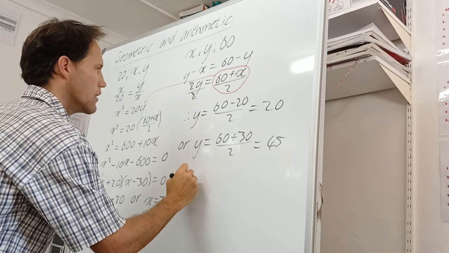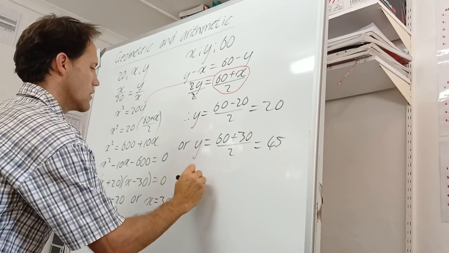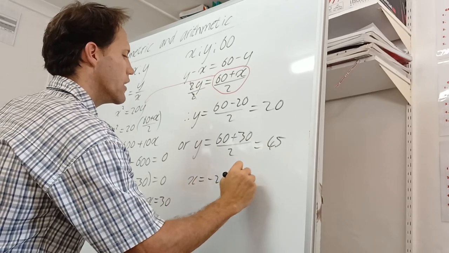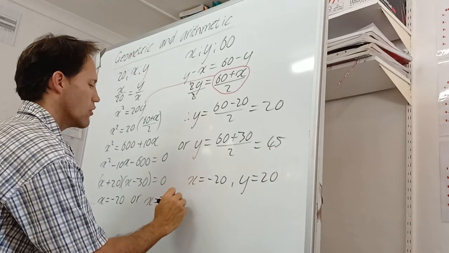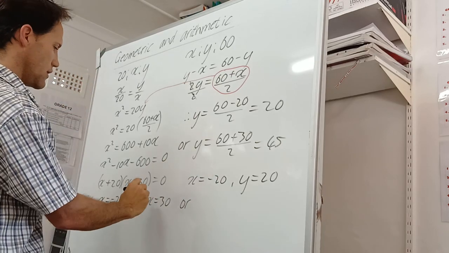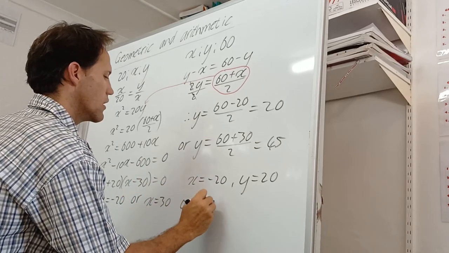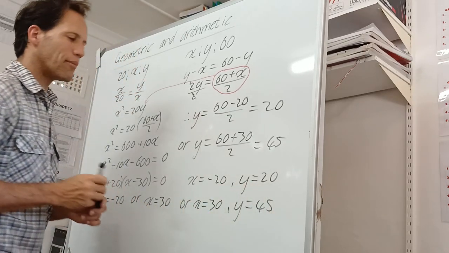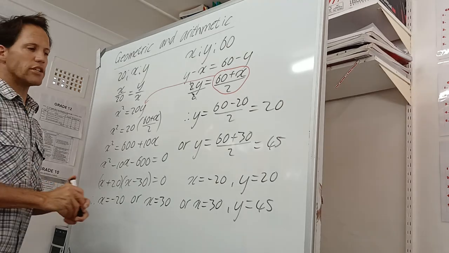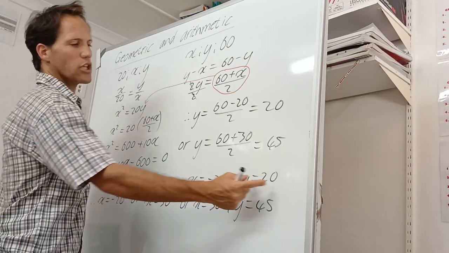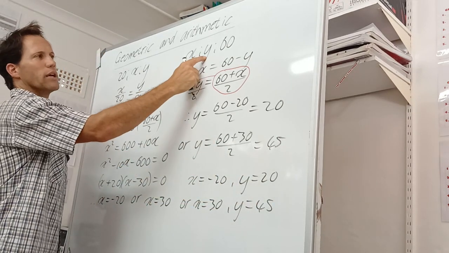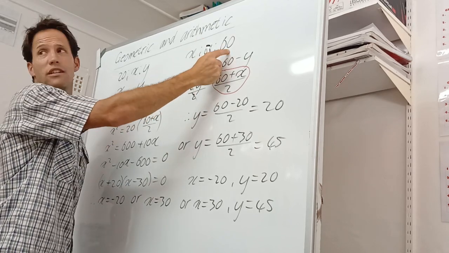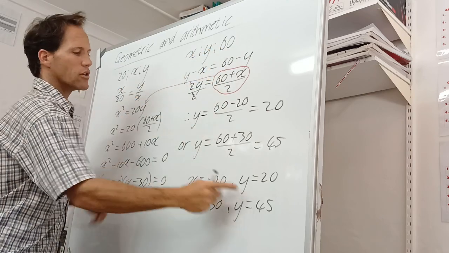If x is negative 20, then y will be 20, or if x is 30, y will be 45. And you can double check. When you substitute, you can check. Let's make sure: negative 20, 20, does that make sense? Negative 20, 20, yes, because negative 20 plus 40 is 20, plus 40 is 60. So it works.